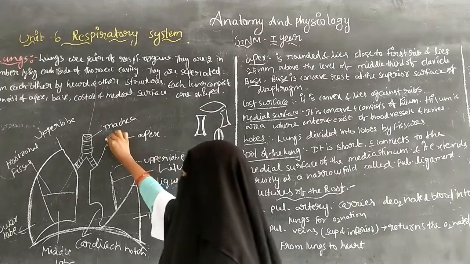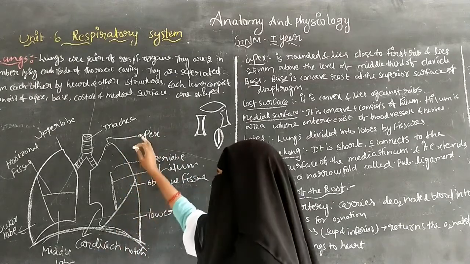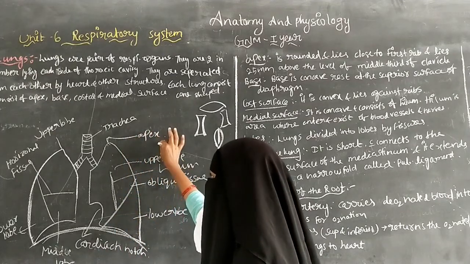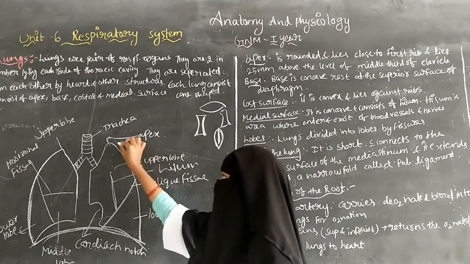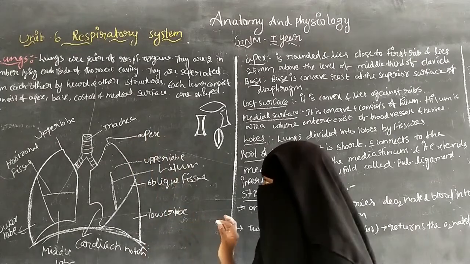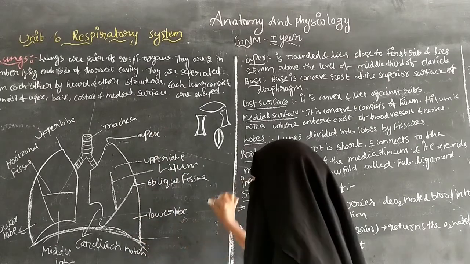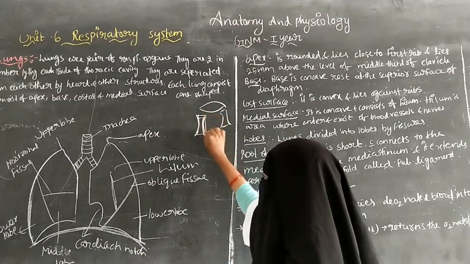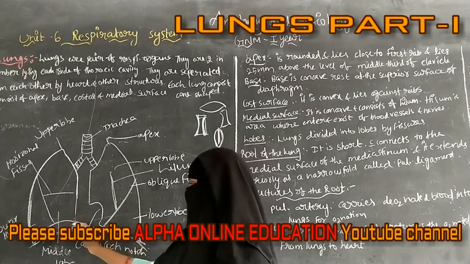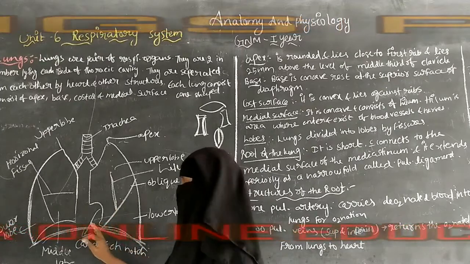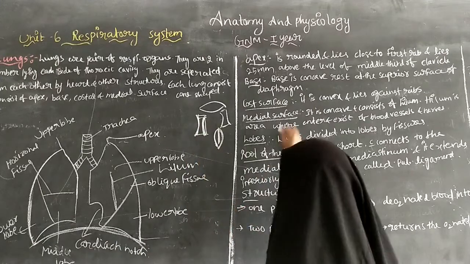There is an apex, and the apex lies very close to the first rib, situated along with the clavicle, the medial two-thirds of the clavicle. The clavicle is connected to the shoulder bone, and this becomes the apex. And the base is concave in shape, and it rests on the superior part of the diaphragm.